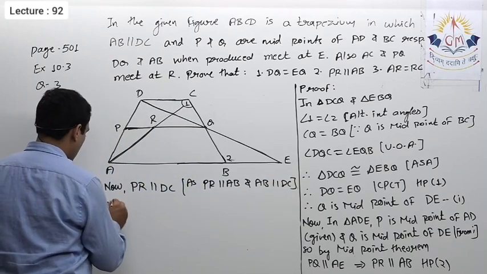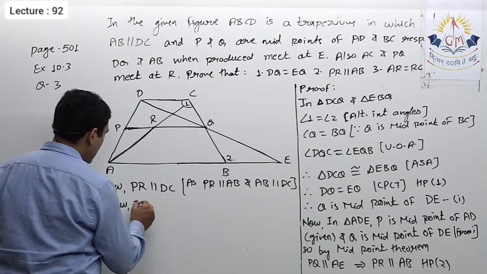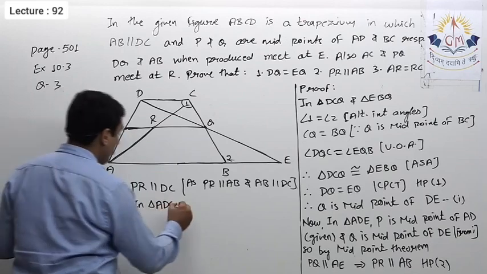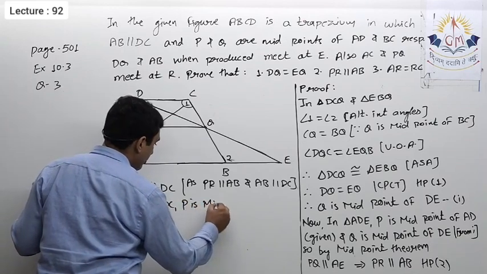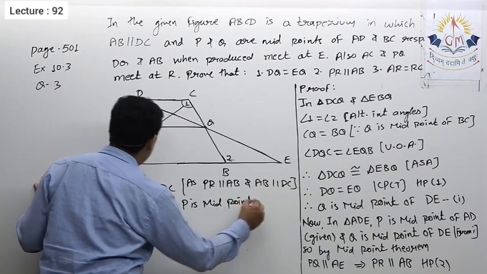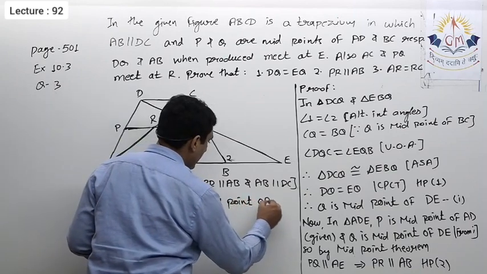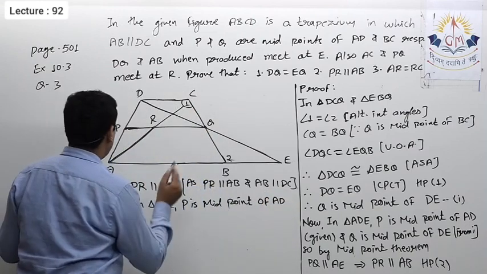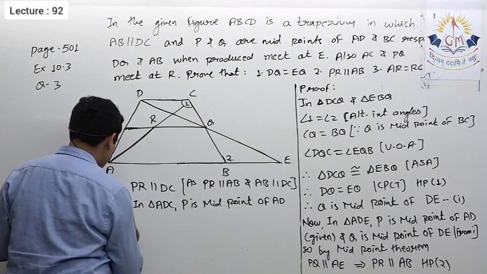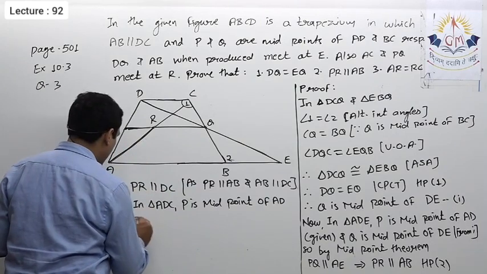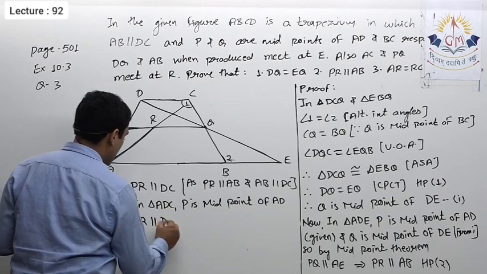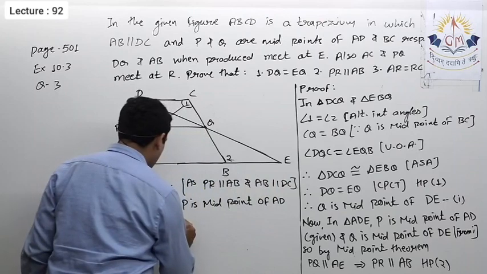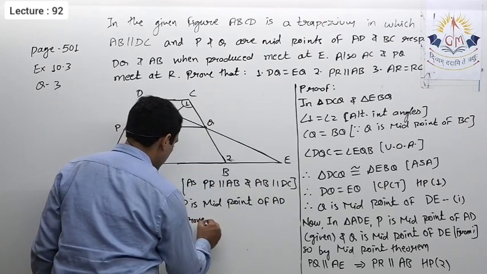Okay, so now in triangle ADC, P is midpoint of AD, and PR parallel DC. Let it be equation number 2. So I can say, or simply I can say, proved above.